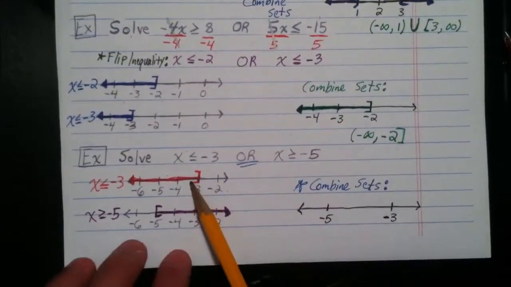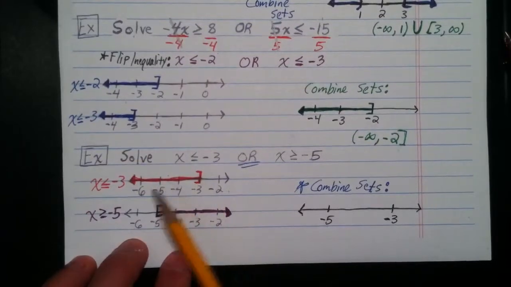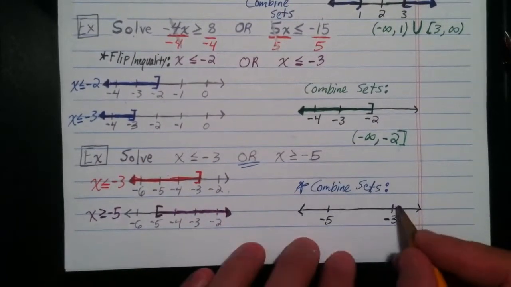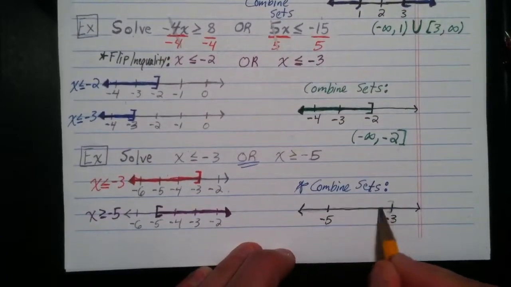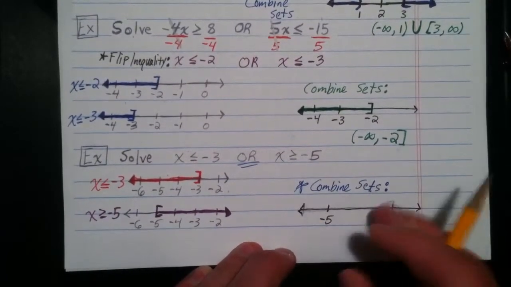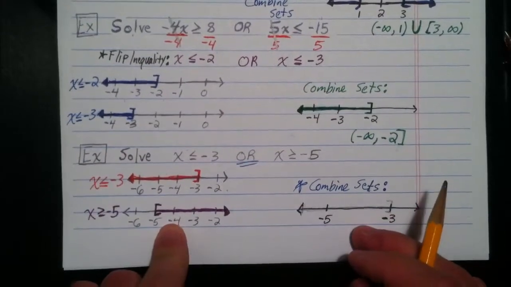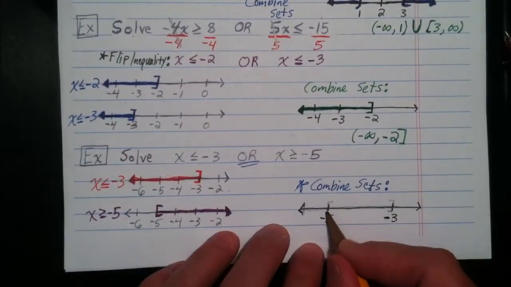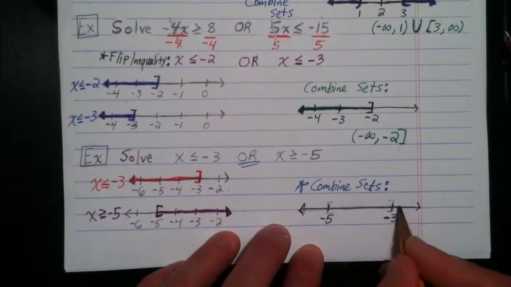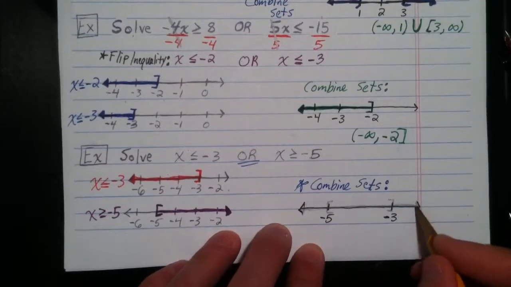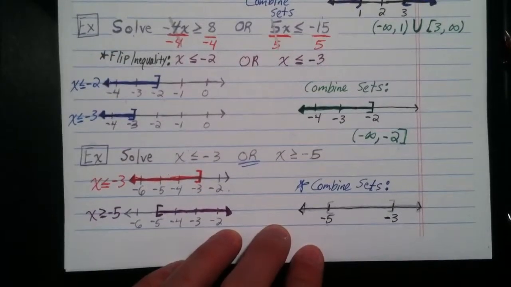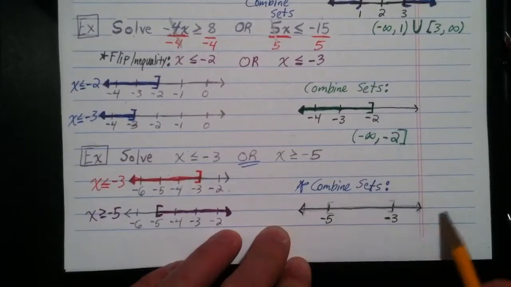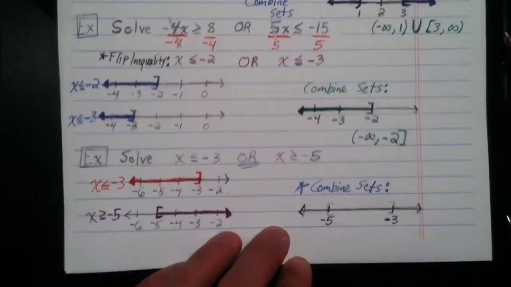Thinking about our top graph, the red graph here, that has everything from -3 to the left. I'm just going to draw it in pencil for now, but it has all of this from -3 to the left, including the arrow. The bottom graph, the purple graph here, includes everything from -5 and to the right. So all this, including the arrow. So if you look at those two graphs together, it actually includes every possible number on the number line, from -infinity all the way to the right to +infinity.